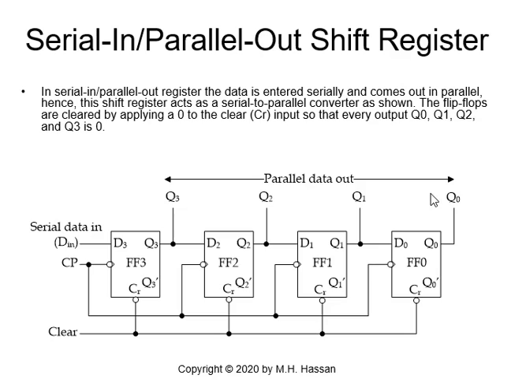Okay? And here also you can apply a clear to clear all the registers at any time if you would like to set a new experiment, or test the register for any input data. So you can clear the registers at once by applying a 0. So the flip-flops are cleared by applying a 0 to the clear input, so that every output will be set to 0.